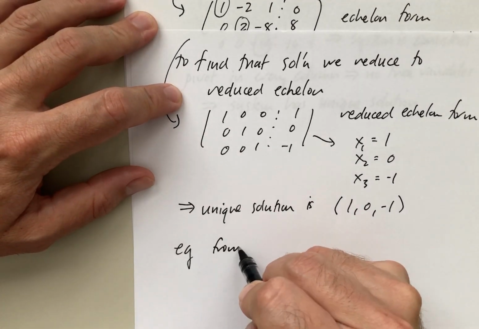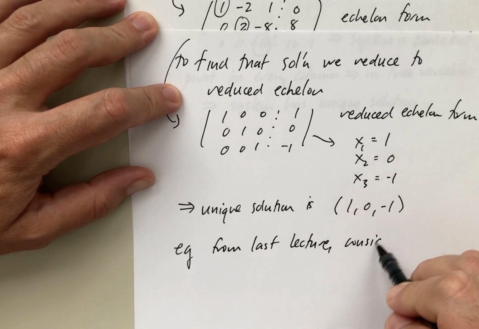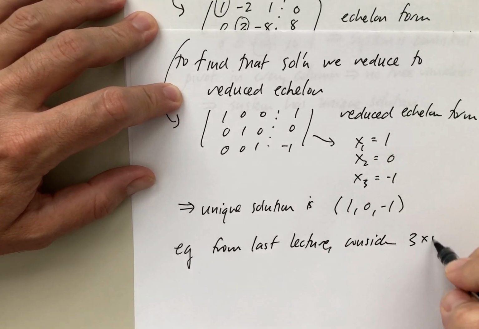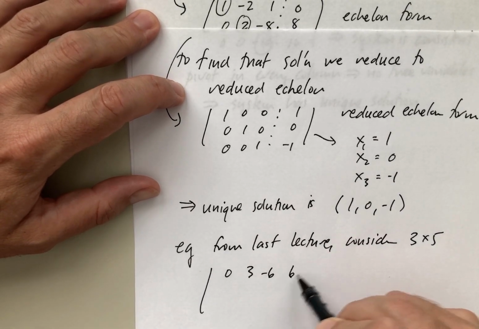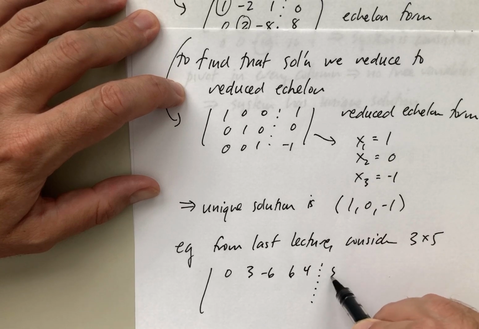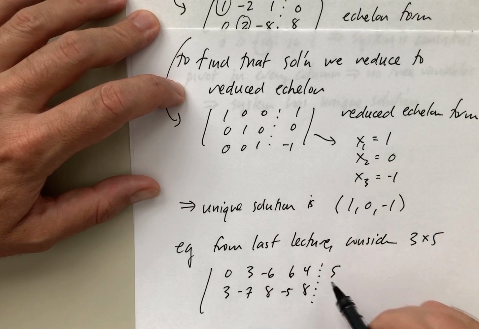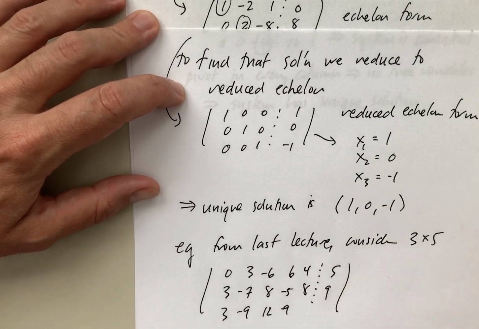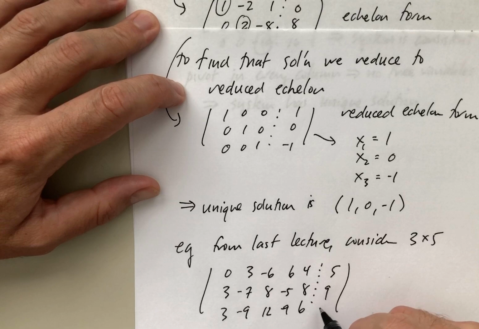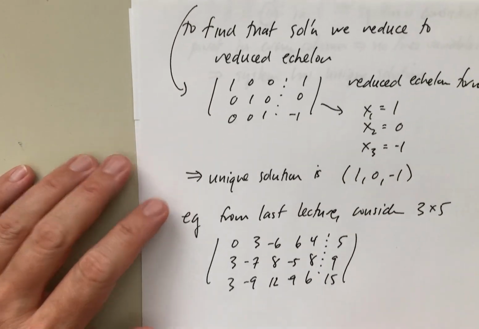Let me use that example from last lecture. Let's consider a 3x5 system. Let me write it out just to have it in front of me. So it's 5 variables. This was the first equation. Then I had these, six, I guess, and then 15. Okay, so this is a 3x5 system. I have 3 equations, 5 unknowns.